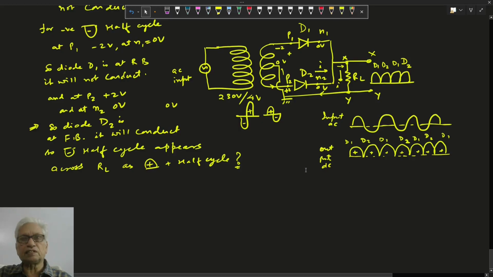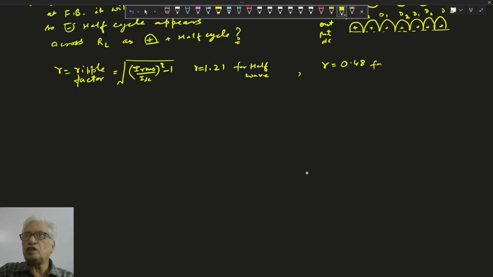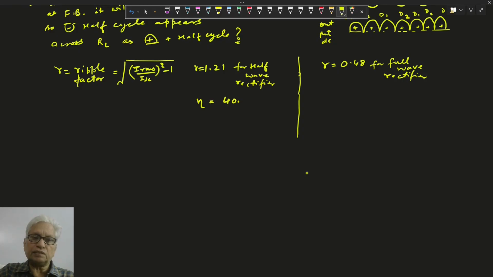Full wave is rectified. Ripple factor is given as the square root of (I RMS over I DC) squared minus 1. It is 1.21 for the half wave, which is quite high, meaning the AC part is much more, but 0.48 for the full wave rectifier. Here efficiency is 40.6% only in the half wave, and form factor, meaning RMS upon DC, is 1.457.